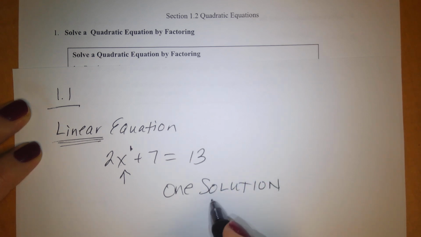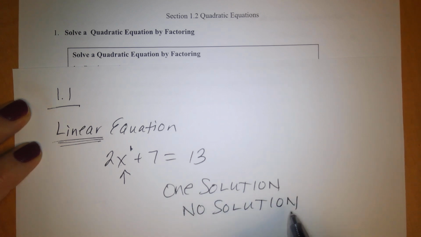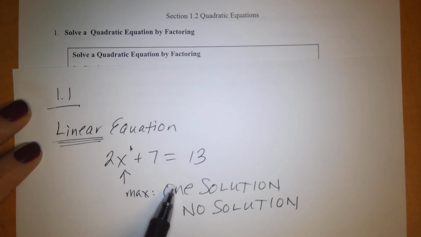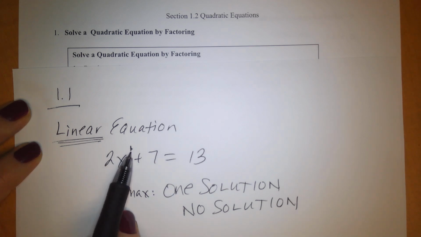It actually can have less than one. It could have no solution at all if it wasn't in the domain, but at most, the maximum number of solutions can only be one in order to match the degree of the polynomial.